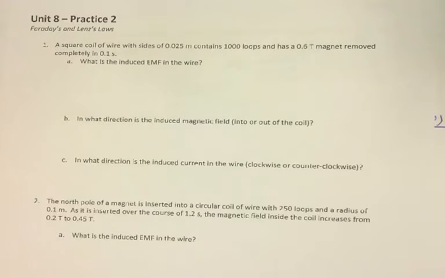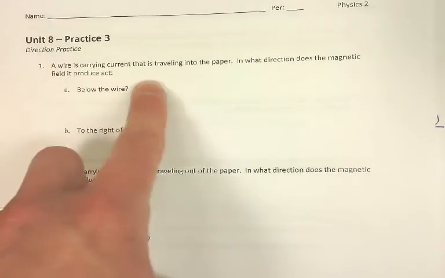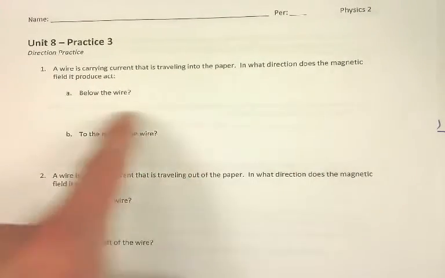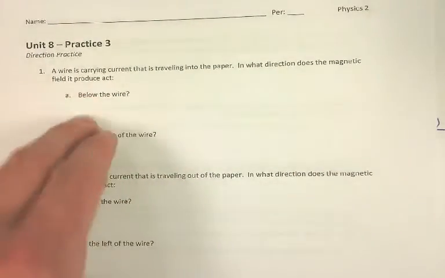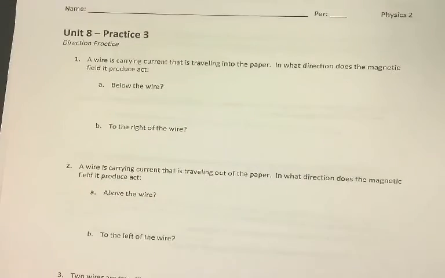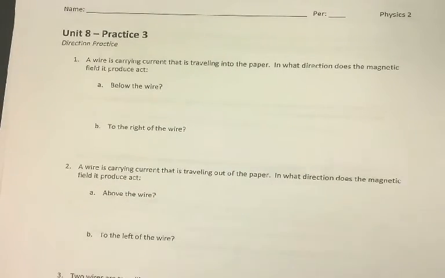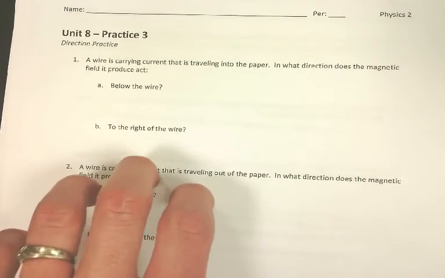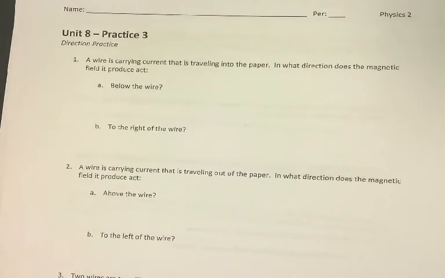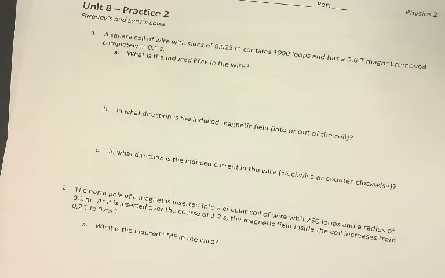When you're done with practice 2, there is one more thing you can work on, and it's practice 3. I know you're saying, oh, so many practices. Well, let me show you what practice 3 looks like. A wire is carrying a current that's traveling into the paper. In what direction does the magnetic field it produces act? Below the wire, to the right of the wire. This whole practice is nothing but directions. There's no math to do on practice 3. All of it is direction stuff. It's either the first right-hand rule, the second right-hand rule, or Lenz's law.